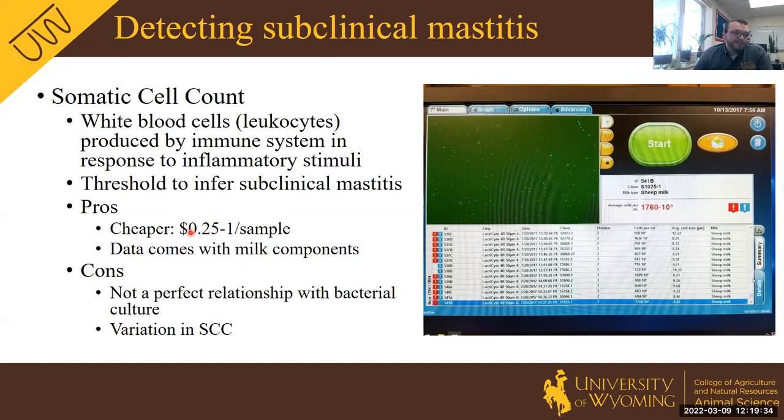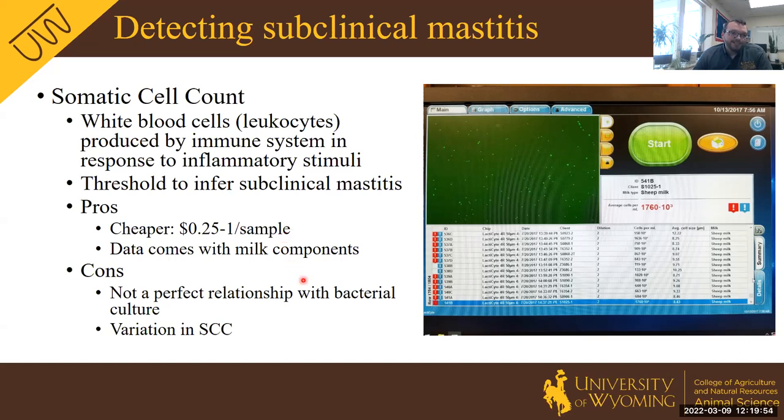An additional pro of using somatic cell count is that most labs include milk component data. So along with somatic cell count, we're going to get data back associated with milk fat, milk protein, lactose, and solids. So a lot of valuable data comes from sending samples in for somatic cell count.